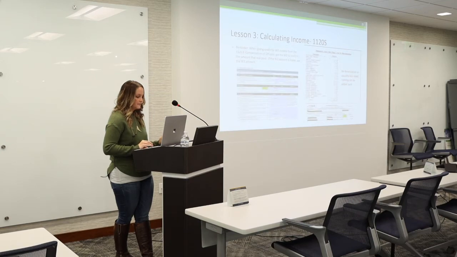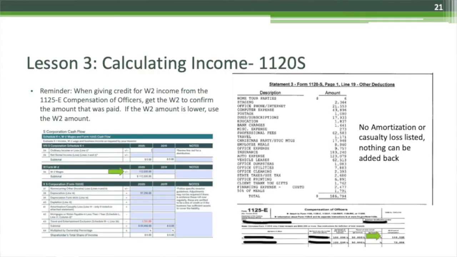All right, here's the federal statements. You look through all of these to see if amortization or casualty loss is listed, but it's not, so nothing out of this can be added back in.